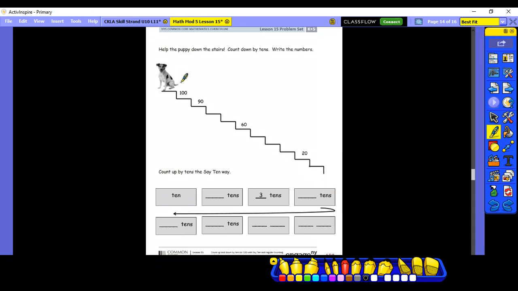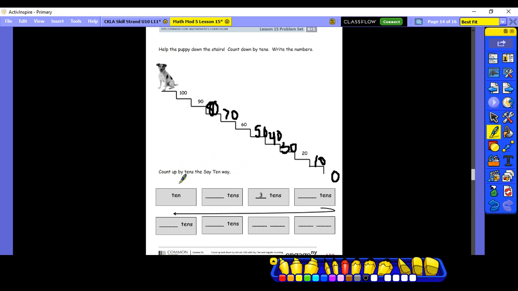If he was at 100, he would say 90, 80, 70, 60, 50, 40, 30, 20, 10, 0. How did your puppy dog get down the stairs? He counted backward from 100. Now let's think. If he wanted to get back up the stairs, he would start at 0. Then he would go 10, 20, 30, 40, 50, 60, 70, 80, 90, 100.